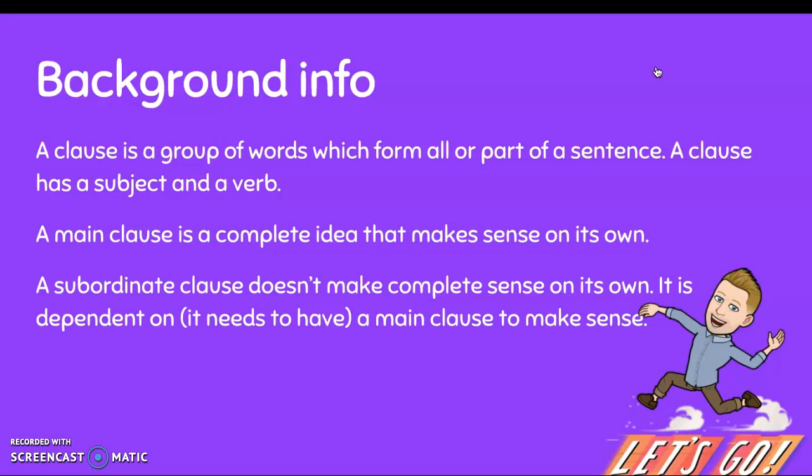A clause is a group of words which form all or part of a sentence. A clause has a subject and a verb. A main clause is a complete idea that makes sense on its own. A subordinate clause doesn't make complete sense on its own. It is dependent, or it needs to have a main clause to help it make sense.